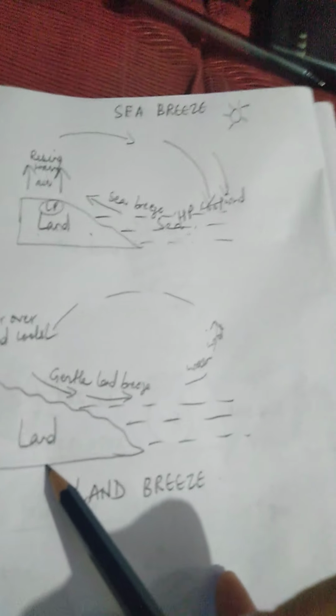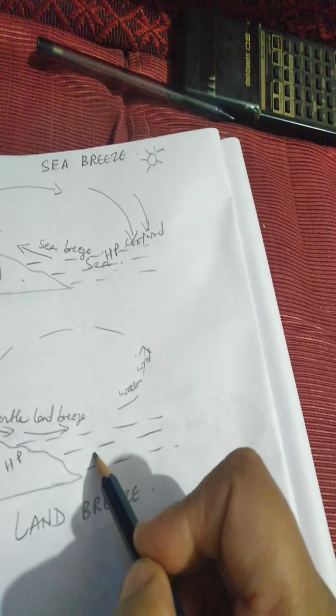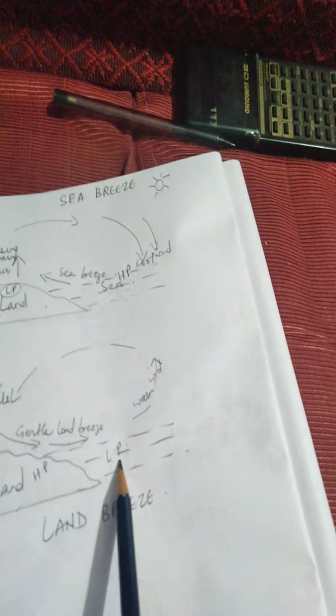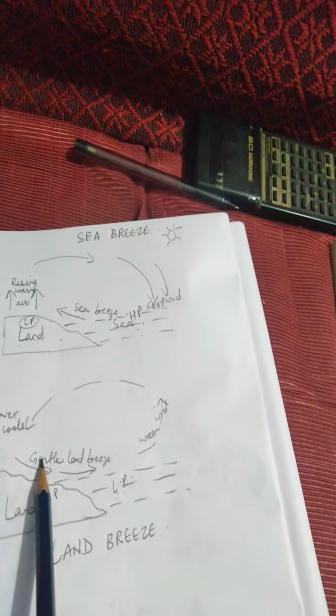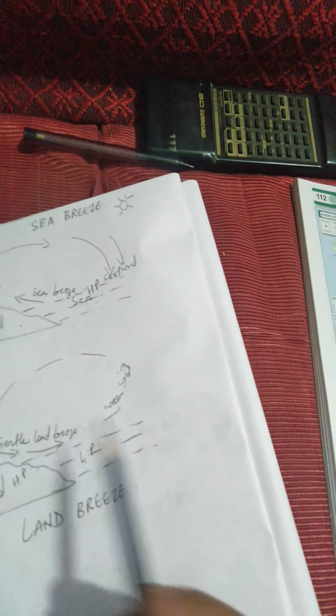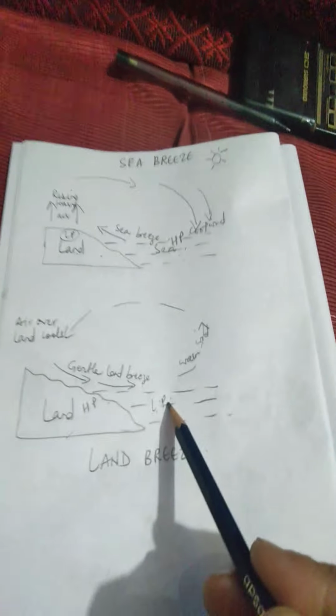Now, at night, the land cools down very fast, which I've already told you. Now it has a high pressure, but by this time the sea has gained enough heat, so it develops a low pressure. Attracted by the low pressure of the sea, the wind from the land blows towards the sea. That is, the wind blowing from the land to the sea is called a land breeze. So during the daytime, the wind blows from sea to land, and at night the wind blows from land to sea.